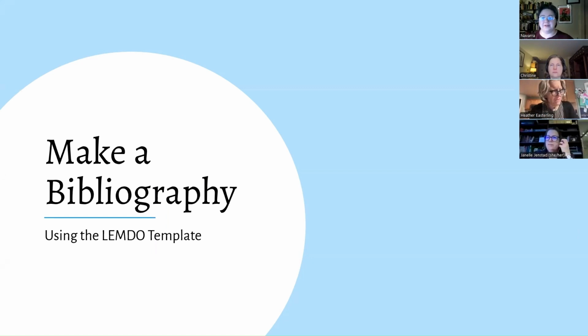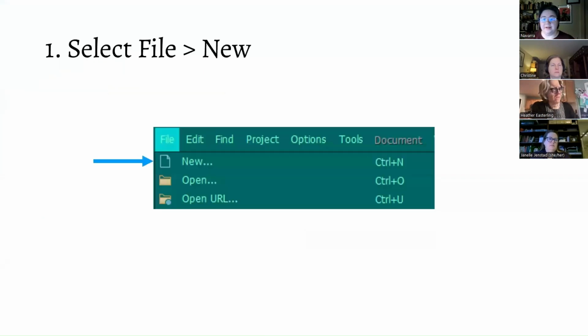So let's say, okay, you know how to find bibliographies. You want one for your edition. How do you get it? Well, you make one using a LEMDO template. And I strongly recommend following the template because then you just have everything that you need there already. You don't need to figure out each step. Half of it's already done for you.